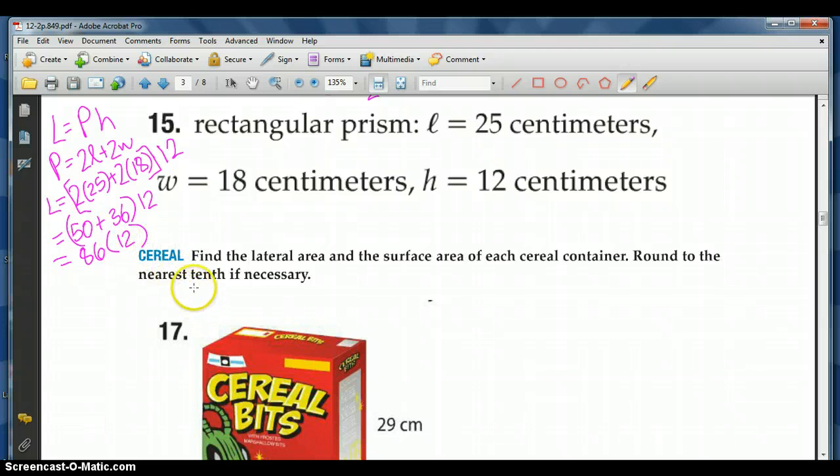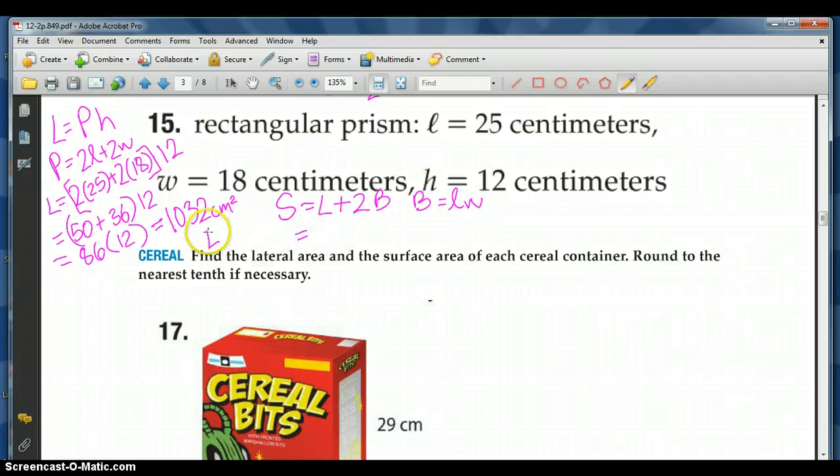So we end up with 86 times 12, or 1,032 square centimeters. So now that our lateral area is out of the way, we can find our surface area. Surface area is equal to lateral area plus 2 times the area of the base, where the area of the base is a rectangle, which is length times width.